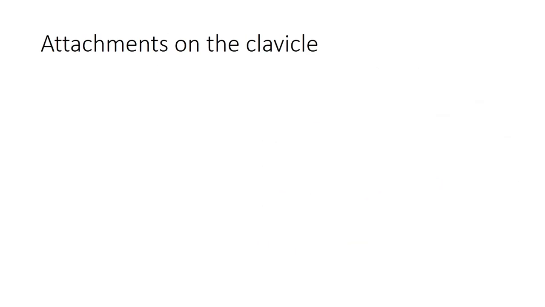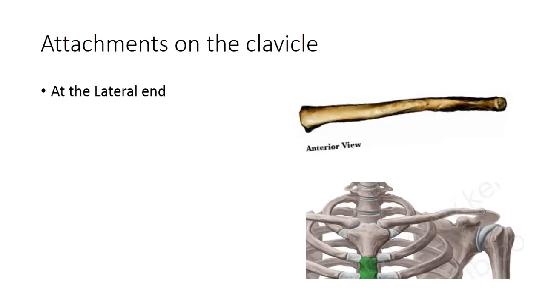Now the attachments on the clavicle, firstly at the lateral end. At the lateral end there is the fibrous capsule of the acromioclavicular joint. This green structure shows the capsule.